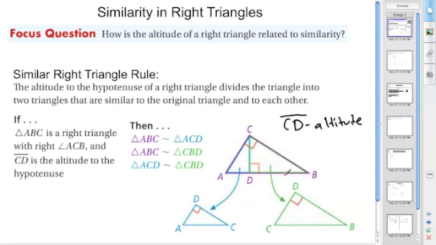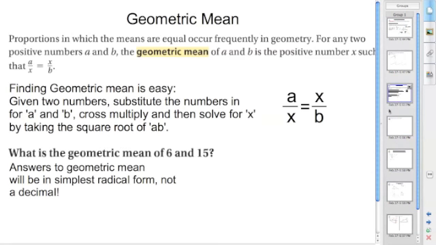You get similar triangles. And the key here is noticing that CD, the altitude, represents the long leg in the small triangle, and it represents the short leg also in the medium-sized triangle. Which brings us to geometric mean.